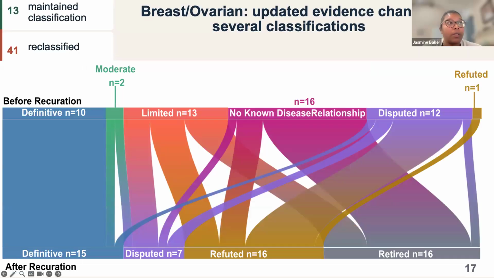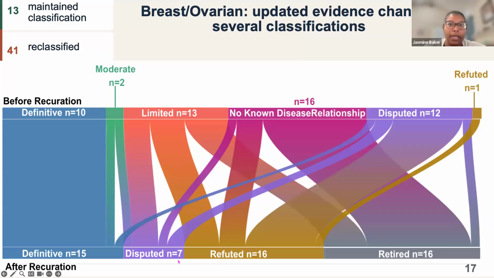So this flow, similar to the one we saw with colorectal cancer, summarizes the recuration efforts. We have 13 relationships that maintained their classification and 41 were reclassified, which is a good bit. So we went from 10 definitive to 15. We don't have any moderates anymore. No strongs were in the original assessment at all. For our limiteds and our no known disease relationships, there was a lot of movement. So we moved to disputed, refuted, and retired.